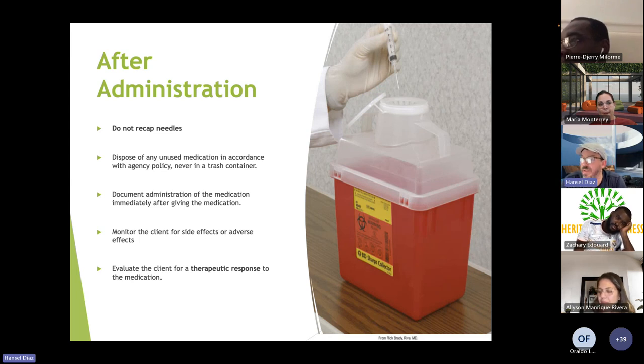Monitor for side effects of the medications and evaluate the client for a therapeutic response. If you gave the client something to decrease the heart rate, go back and check. Pain, go back and check. Fever, go back and check. It's basic nursing process. Basic nursing process to go back and check for medication administration.